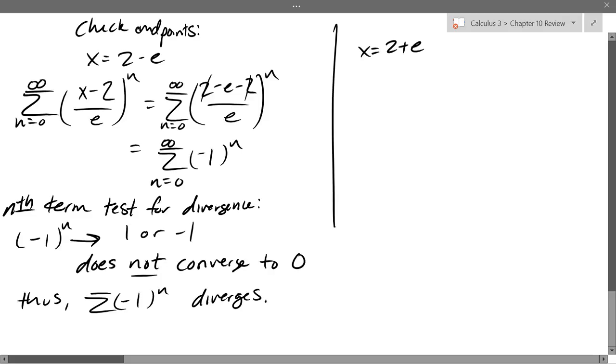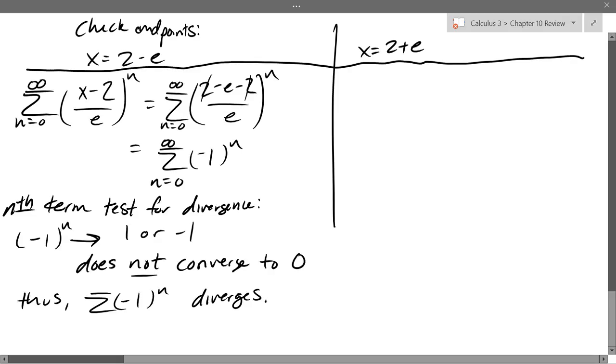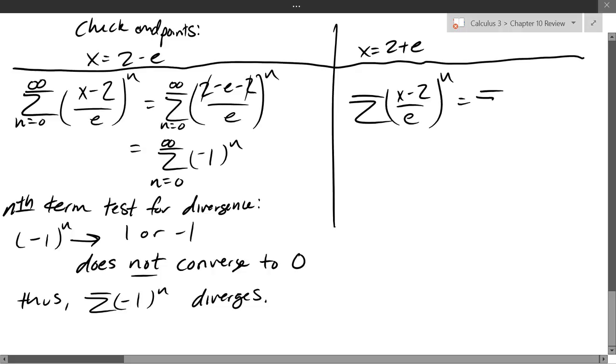So that was one of the two endpoints. We're going to go for the other endpoint now. So do exactly the same thing, x minus 2 over e to the n, except now we're going to go 2 plus e minus 2 over e to the n. The 2 cancels the negative 2, e over e is 1.